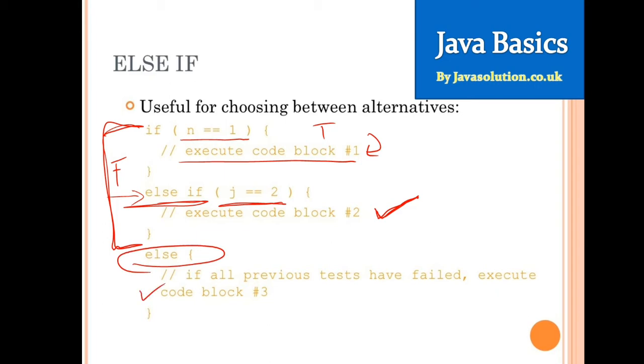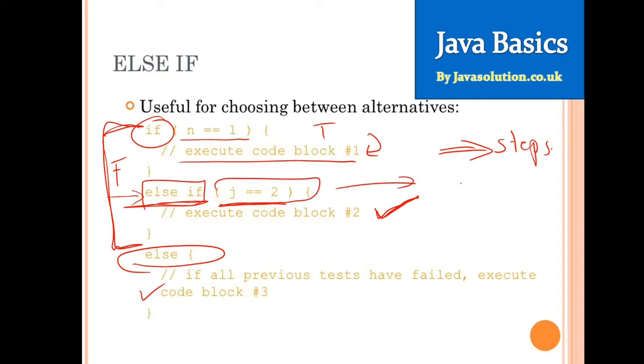So it checks the first if; if this is true, it will do the steps. Then it comes to the next else, checks if this is true, does the steps, and skips the else condition.